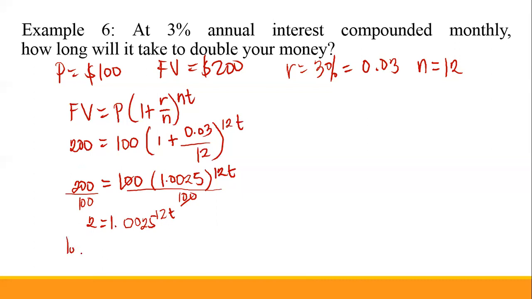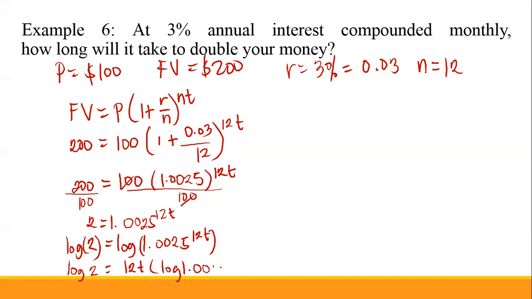So, we have log 2 equals to log 1.0025 raised to 12t. Alright? And then, so ganyan yung mangyayari dyan. And then use property 5 to rewrite the problem. So this is now log 2 equals to 12t log 1.0025. Okay? So divide each side by log 1.0025.